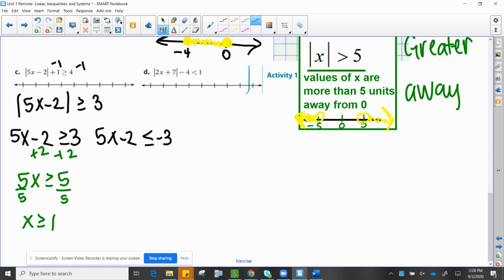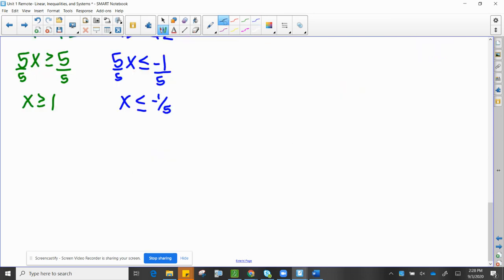Okay. On my second equation, same 2 steps. Start by adding 2 to both sides. Negative 3 plus 2 is negative 1. And then when I divide both sides by 5, this one doesn't divide nice like the other one did. So we're just left with negative 1/5. So it's okay if you have a fraction. Okay, no big deal.